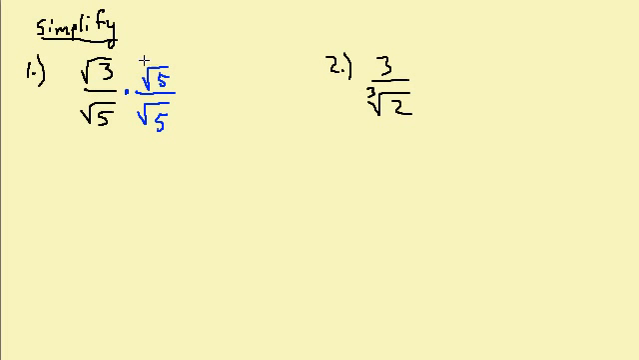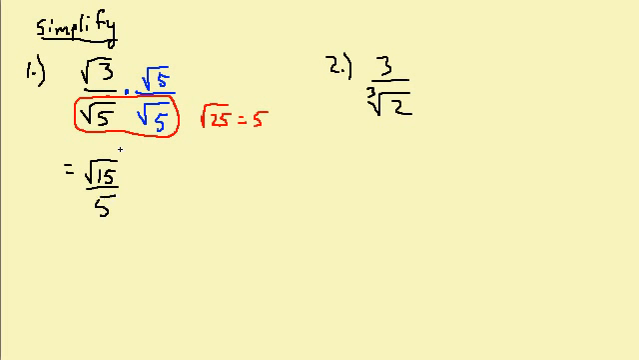So now I have square root of 3 times square root of 5 is the square root of 15 over, and then here I'm not going to write out square root of 25 in the denominator, but just so you know, the square root of 5 times the square root of 5 is equal to the square root of 25, and the square root of 25 is 5. So here I have the square root of 15 over 5.